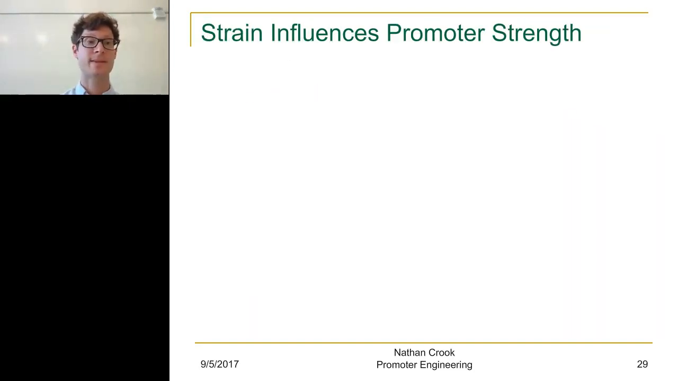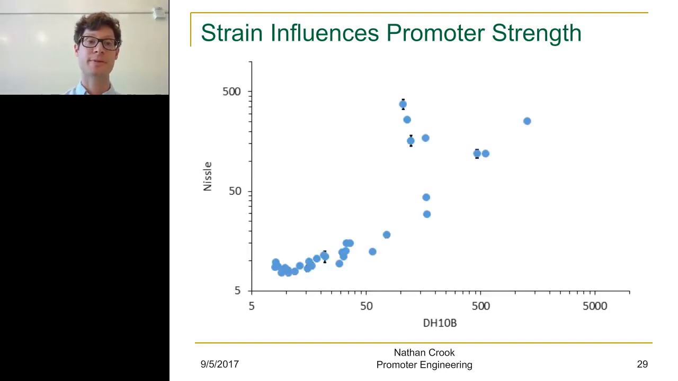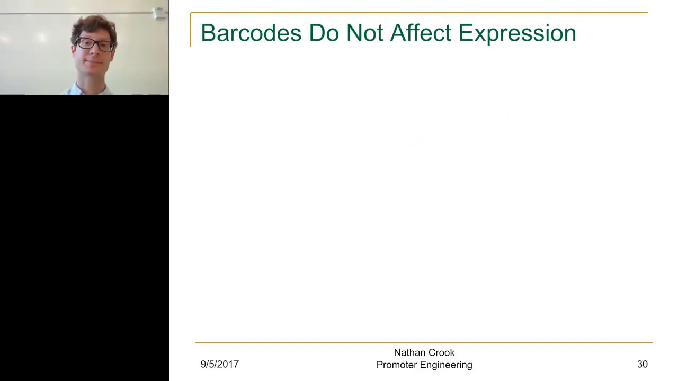What we found is that this choice of strain influences promoter strength. So Nissl activity is shown on the y-axis, and a normal lab strain of E. coli is shown on the x-axis. Even if it's the exact same media conditions, the exact same growth conditions, we saw that the strain itself actually does influence promoter strength. So this is a motivator for why we would need to do this in vivo measurement.